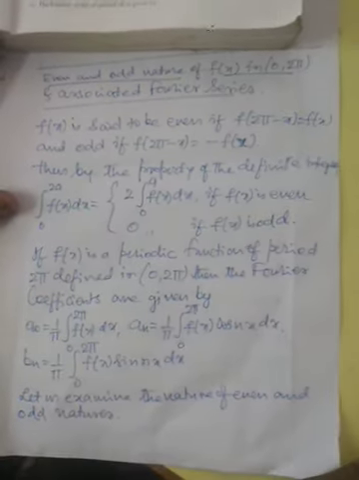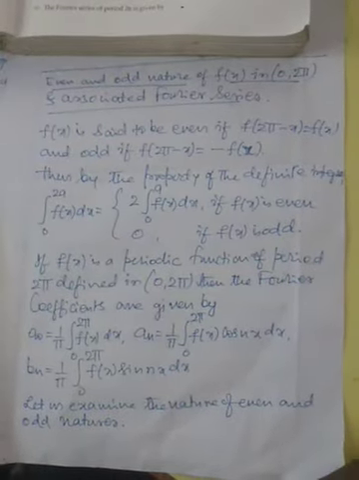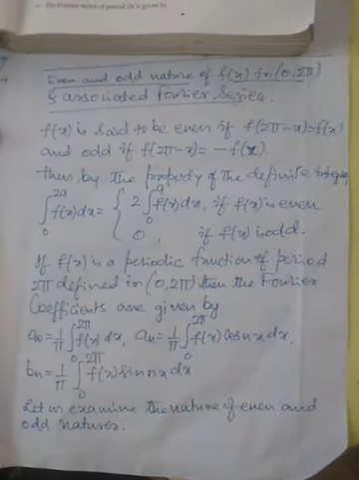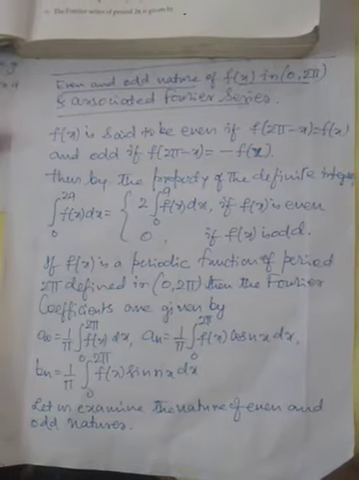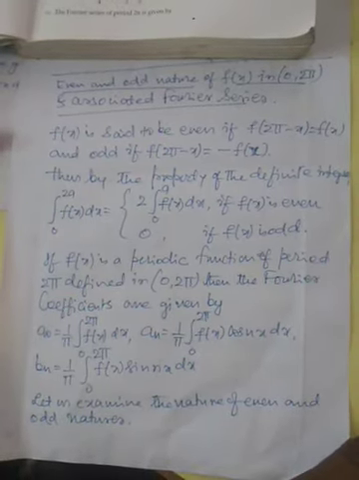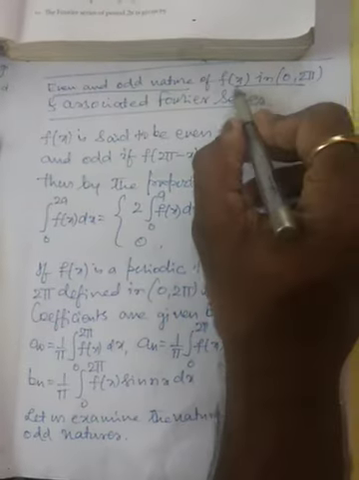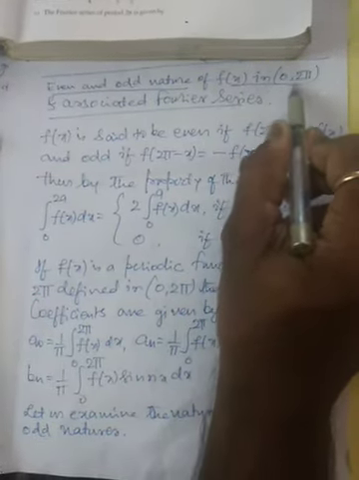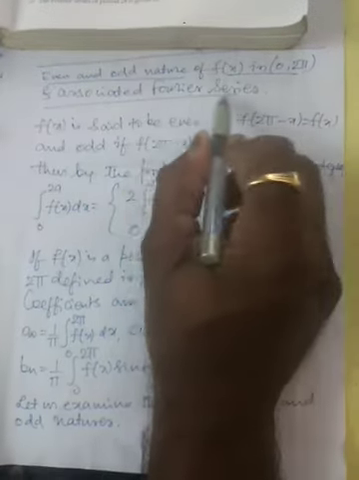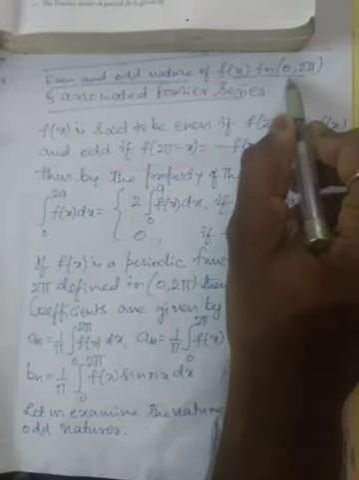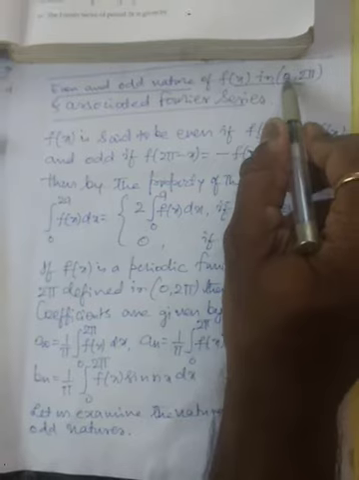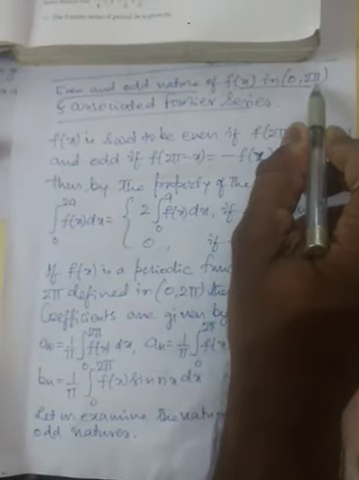Dear students, as we are discussing some of the examples of the Fourier series in different intervals, in continuation of the same, let me explain the even and odd nature of the given function f of x in the interval 0 to 2 pi and the associated Fourier series. Observe the interval 0 to 2 pi. The initial point is 0 and the end point is 2 pi.